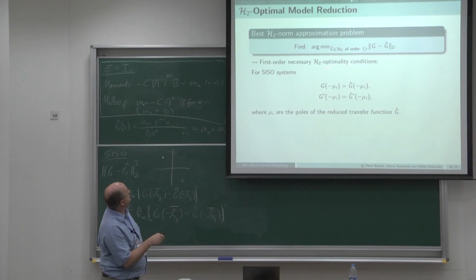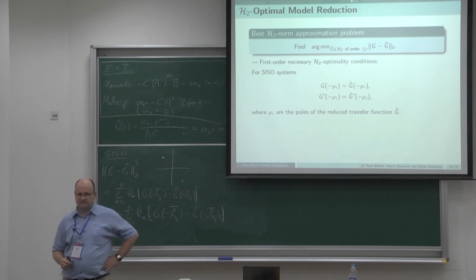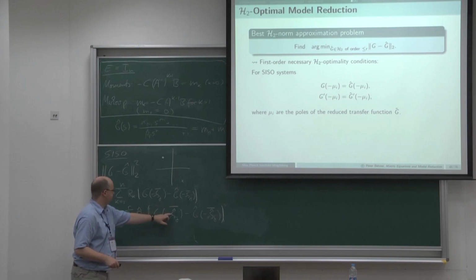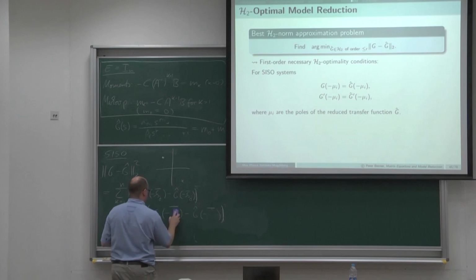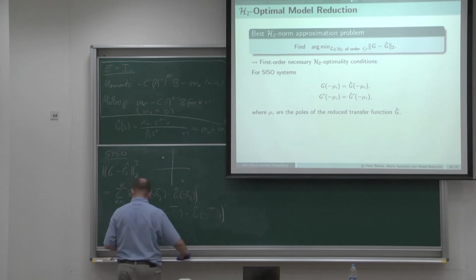The necessary conditions are that you have interpolation at minus mu i, where mu i are the poles of the reduced transfer function again. These mu i's are, maybe I should put that here to make the notation easier for you.